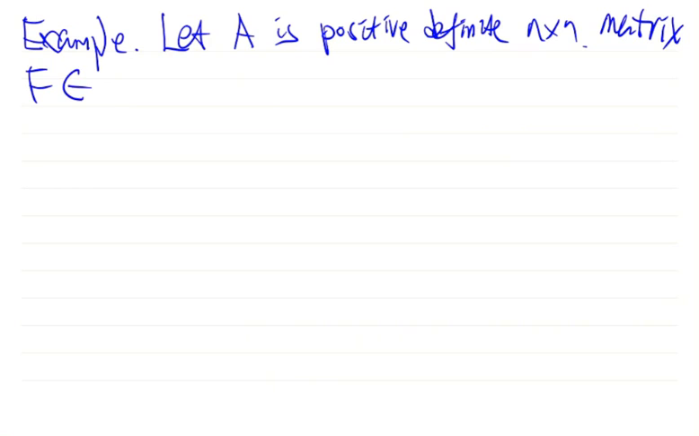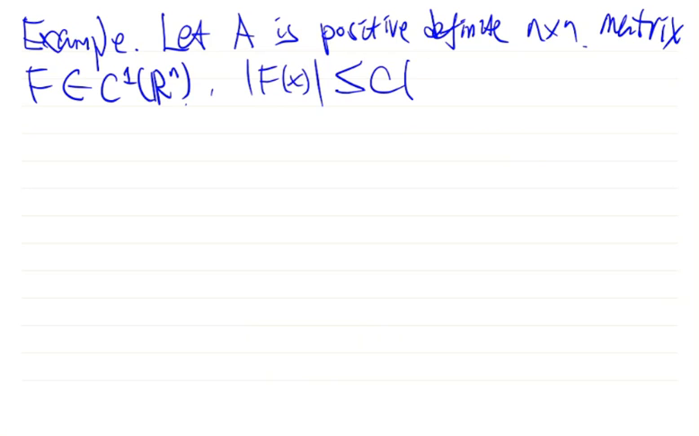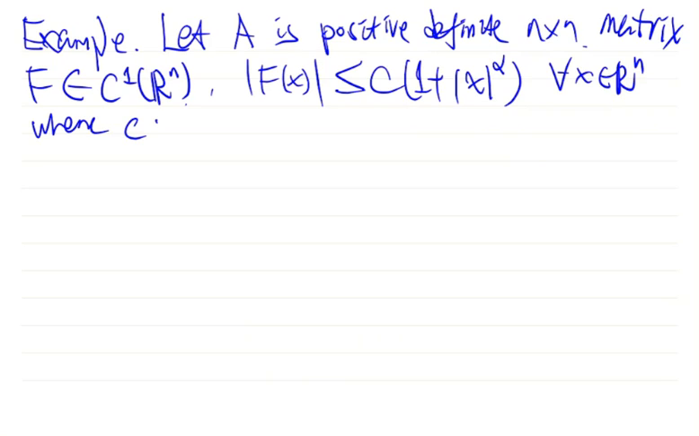Okay, and capital F is a C1 function on Rn. The function satisfies the inequality, for any x in Rn, this inequality is true, where C is positive and alpha is a number between 1 and 2. C and alpha are given. Given that there are some C and alpha satisfying this condition, such that this inequality holds for all x in Rn.